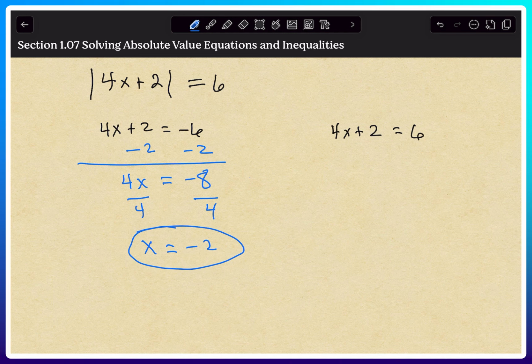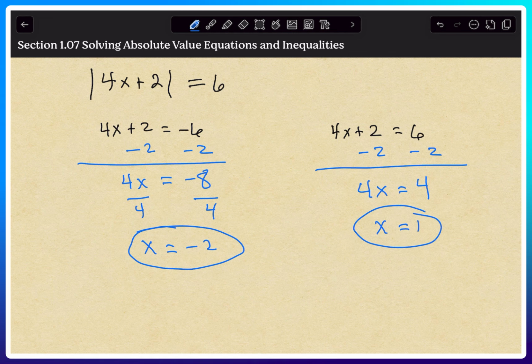Now we'll come over to the other side: 4x plus 2 equals 6. We're going to subtract 2 on both sides, and we'll get 4x equals 4. Of course, you divide both sides by 4, and x equals 1. And those are our two solutions.